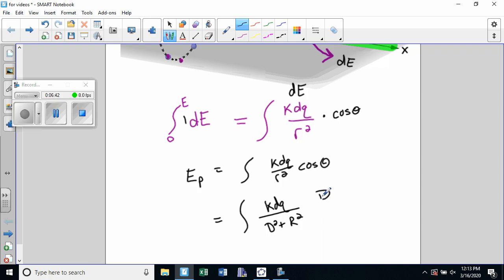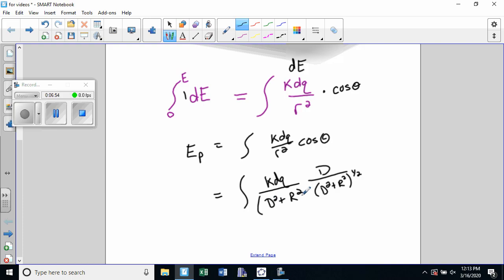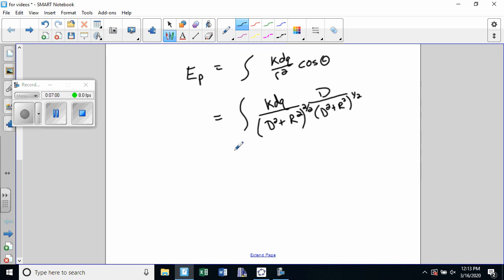So that is d over the square root of d squared plus R squared, which I'm going to write as to the 1/2 power. Okay, looks like I have that similar term on the bottom, d squared plus R squared to the first, or to the 2/2, times d squared plus R squared to the 1/2, and that's going to give me on the bottom k d dq over d squared plus R squared to the 3/2 power.